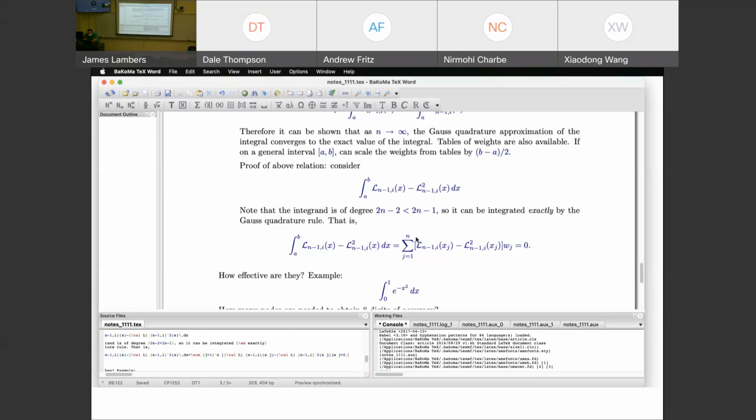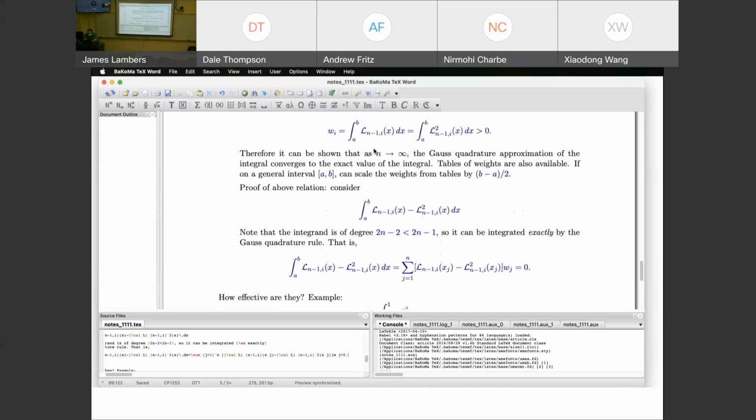Okay, so that's how you can see that in this case, it does really work out that way. So you can use either expression for the weights. It says in this case, this shows that they're positive. And that's what we really get out of that.